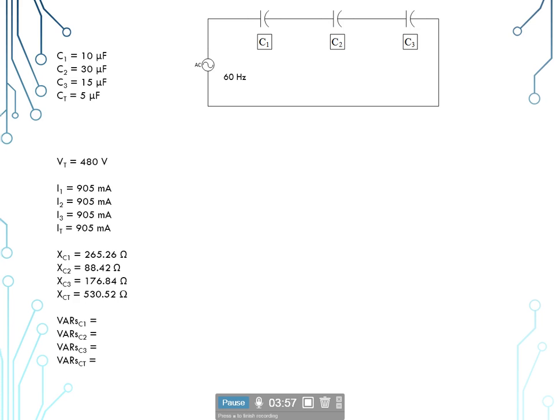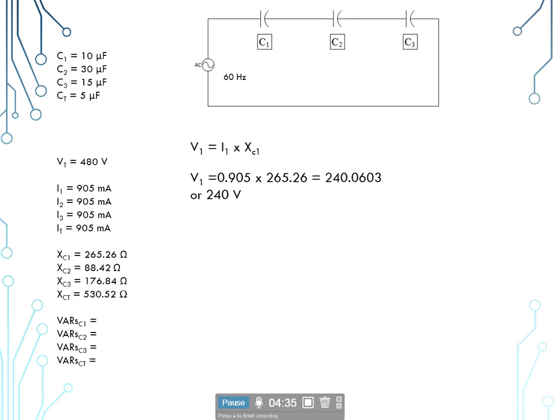So now we're going to be looking at our voltage drops for the individual capacitors. And so for them, we'll use Ohm's law again. V sub 1 will be equal to I sub 1 times X sub C1. So again, we take our 905 milliamps and put it back in standard decimal notation, times the ohms, our capacitive reactance of the first capacitor, the 265.26, giving us 240 volts.